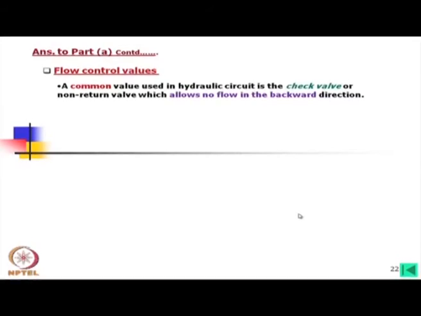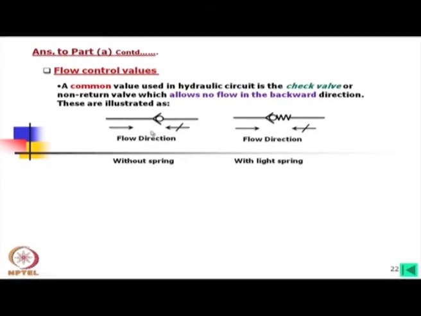A common valve used in hydraulic circuits is the check valve or non-return valve, which allows no flow in the backward direction. Now, the check valve is also a flow control valve. It is controlling the flow in one direction only. These are illustrated as simple signs like that, flow direction this way, not this way.